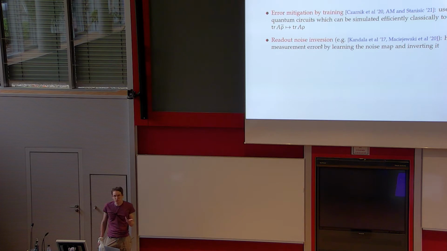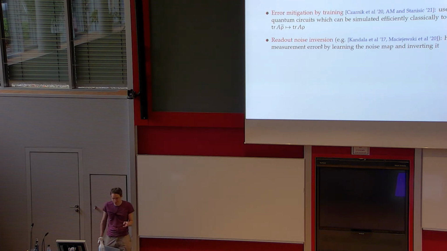But one way we can try to handle this is by learning what the readout noise map is that we see, like what the probability is of going from 0 to 1 and from 1 to 0, and then basically inverting this map just by doing a matrix transformation on the result in order to undo this measurement error at the end. So this obviously relies on actually being able to characterize the readout noise pretty well, but this can be possible, and you can, again, get fairly good answers.